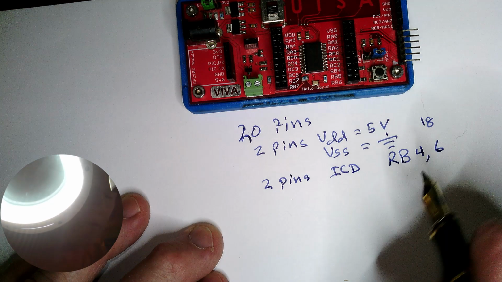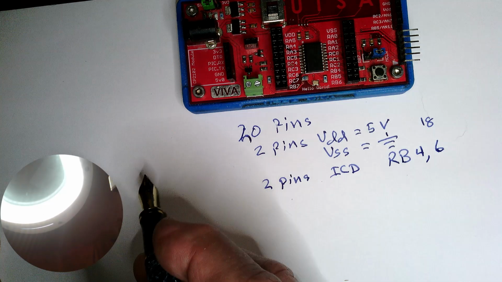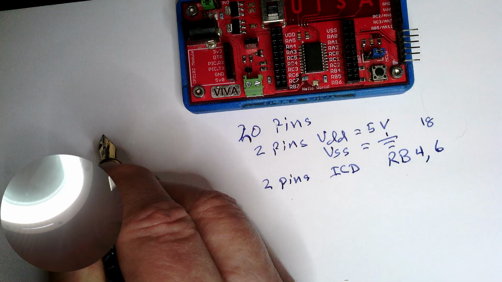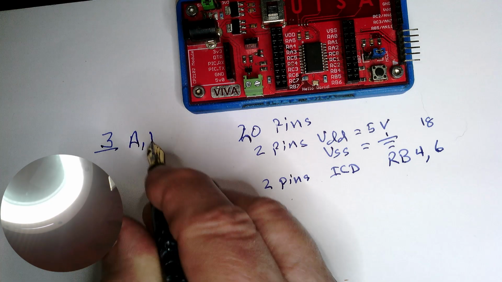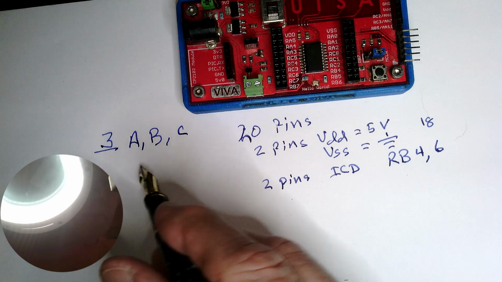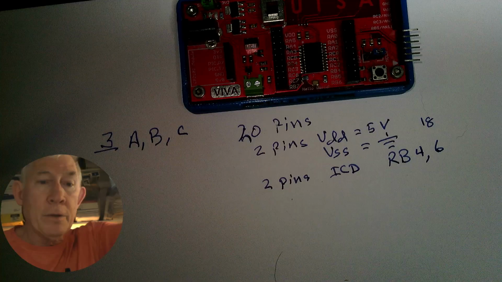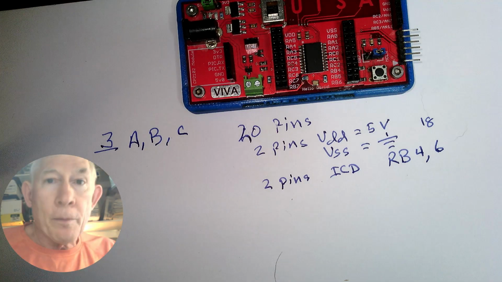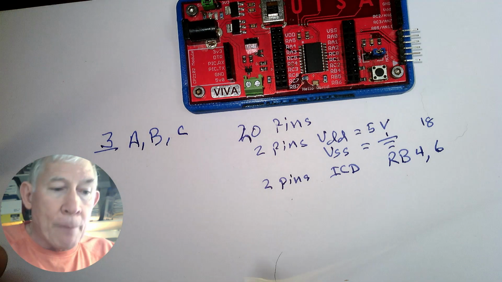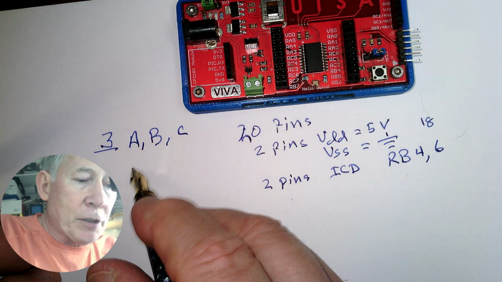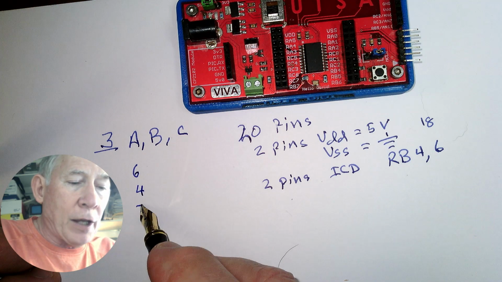Okay, and then maybe I'll just say this to begin with. We actually have 3 ports on this chip. We have port A, B, and C. And port A has, I guess you can't really see me. I'm blocking myself. Maybe that's better. Okay, port A has 6 pins. Port B has 4, and port C has 8.